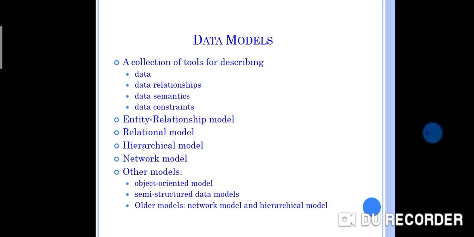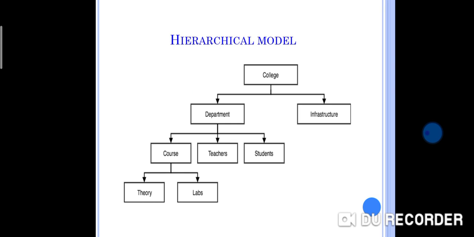Data models are fundamental entities to introduce abstraction in a DBMS. That is, a data model defines how data is connected to each other and how it is processed and stored inside the system. It has 4 types of models: entity relationship model, relational model, hierarchical model, and network model. First we go for the hierarchical model.